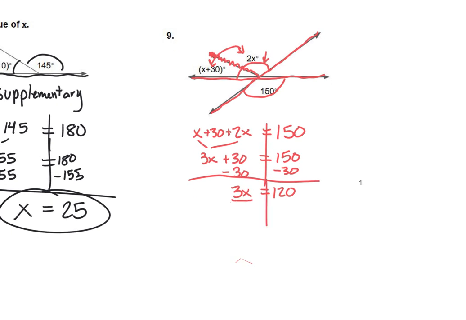From there, right, we just need to divide by 3 since x is being multiplied by 3. 120 divided by 3 gives us an answer of 40 degrees.